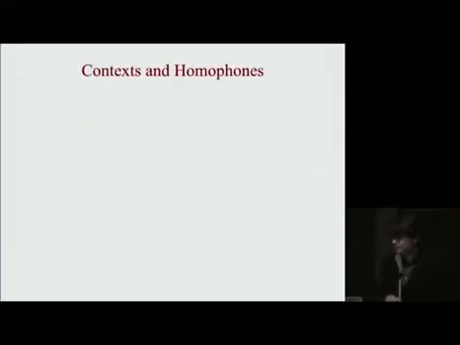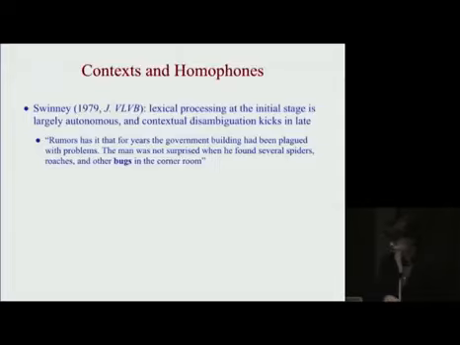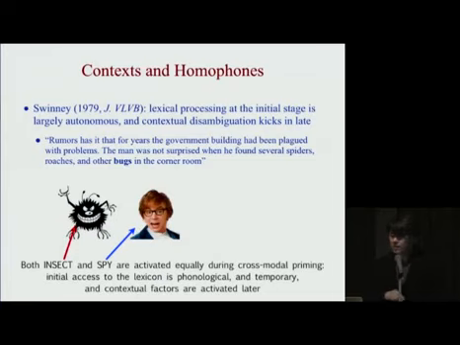This is one of the earliest studies by David Swinney, highly influential, showing that lexical processing at the very initial stage of language processing is highly autonomous, with contextual cues coming much later. By later, I mean later by 100 milliseconds, but not 5 seconds. So here's an example. Rumor has it that for years, the government building had been plagued with problems. The man was not surprised when he discovered several spiders, roaches, and other bugs in a corner of the room. So bug, of course, is ambiguous. It could either mean the insect or spy.